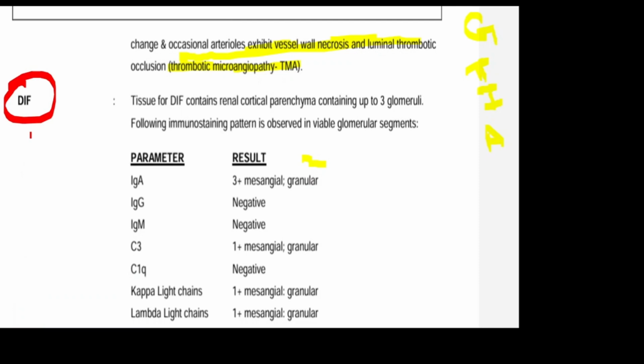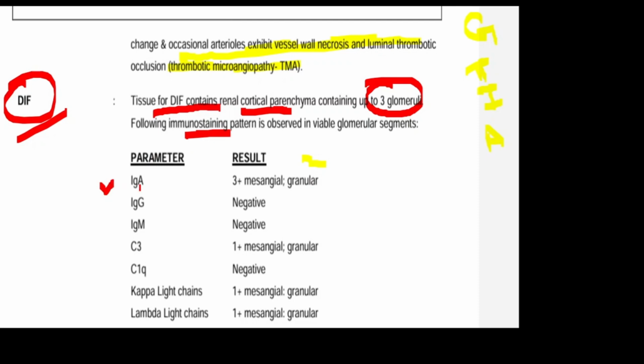Why is it mentioned as DIF, direct immunofluorescence? Some reports mention only immunofluorescence, some mention indirect immunofluorescence. But for kidney biopsy, mostly it is direct immunofluorescence. You put a fluorescent binding material to the tissue and find what material is getting bound. It is simple. Tissue for DIF contains renal cortical parenchyma. Here also the number of glomeruli is mentioned: 3 glomeruli. The following immunostaining pattern is observed.